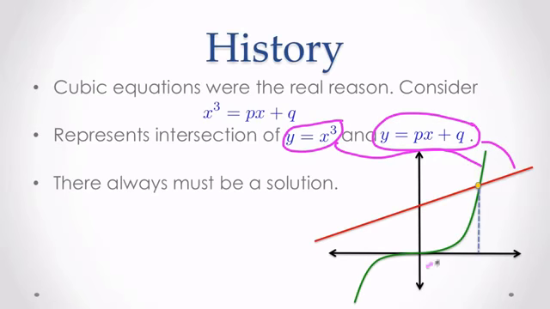There's no line you could draw that won't intersect this cubic. So this is very different from the quadratic case, which was a parabola, where you could draw lines that just don't intersect the parabola. In the cubic case, any line will intersect the cubic. So there always must be a solution.